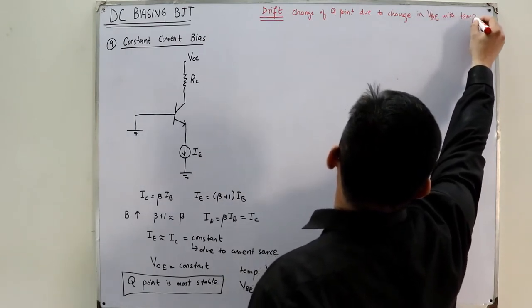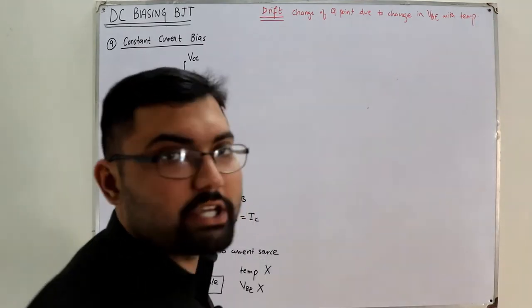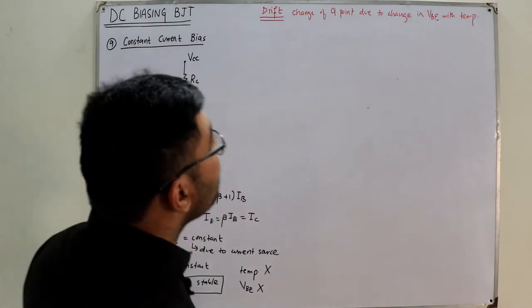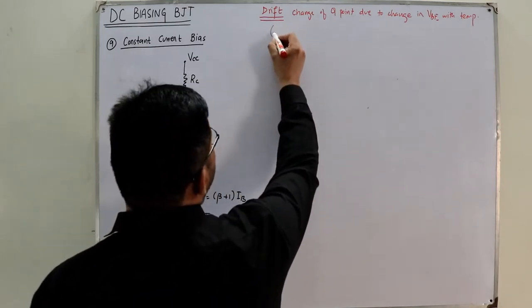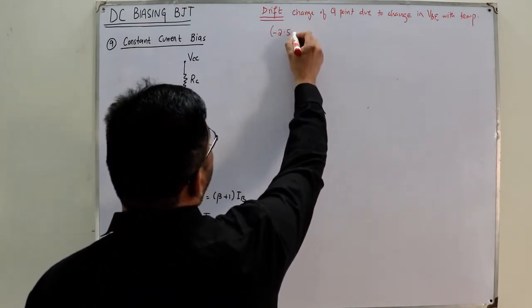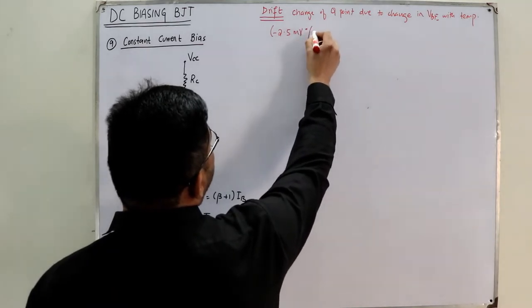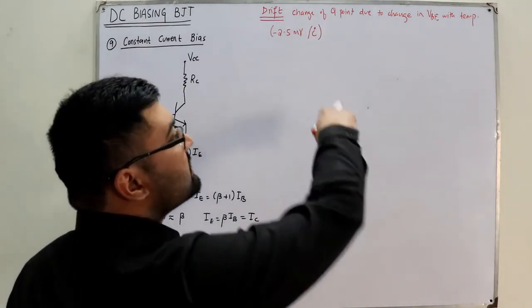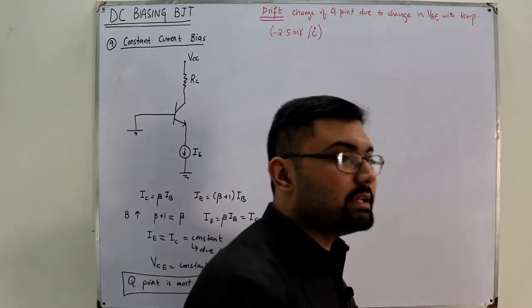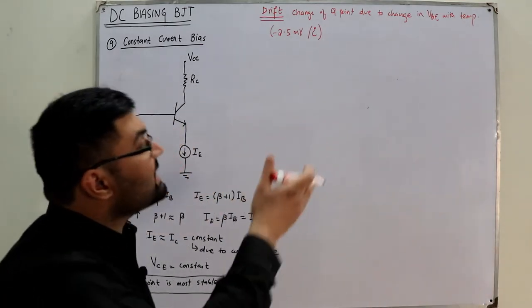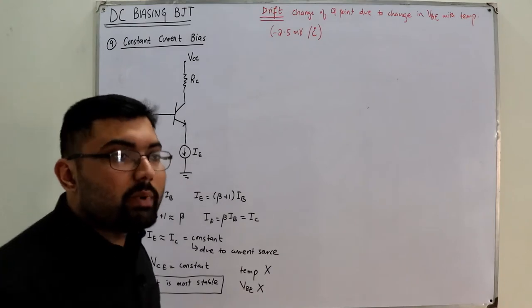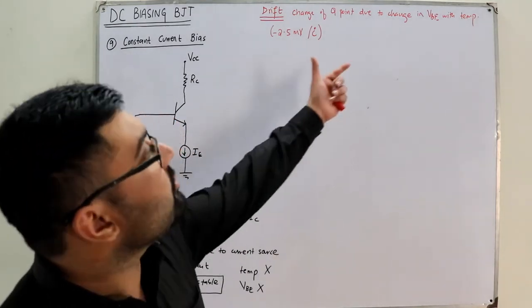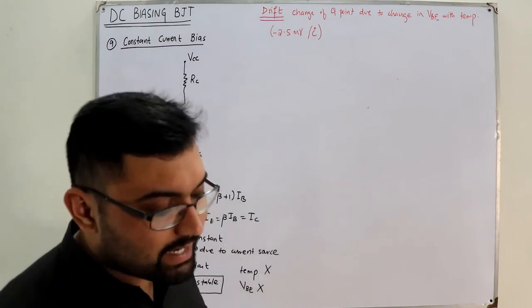So if your temperature changes, your VBE changes. VBE is the barrier potential of a forward bias PN junction diode. And you know the temperature coefficient is negative 2.5 millivolts per degree rise in centigrade, which means if your temperature rises by 1 degree Celsius, the barrier potential would reduce by 2.5 millivolts, right? So how to negate this effect?